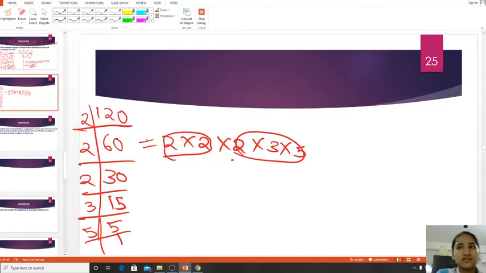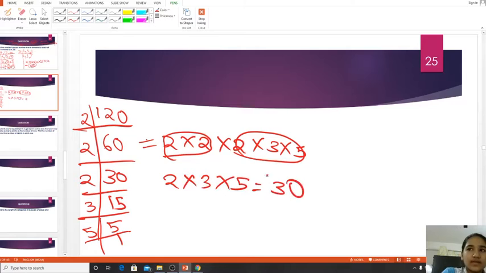When you multiply 2 into 3 into 5, we get 30. But why do we have to multiply by 30? Can't we divide by 30? If we divide it by 30, then what will be the result? Only these two 2s will be remaining and it will be 4. But 4 is not the lowest common multiple. It's a square number, but it's not the lowest common multiple which is divisible by 8, 15 and 20. So it cannot be true. So we'll have to multiply it by 30.